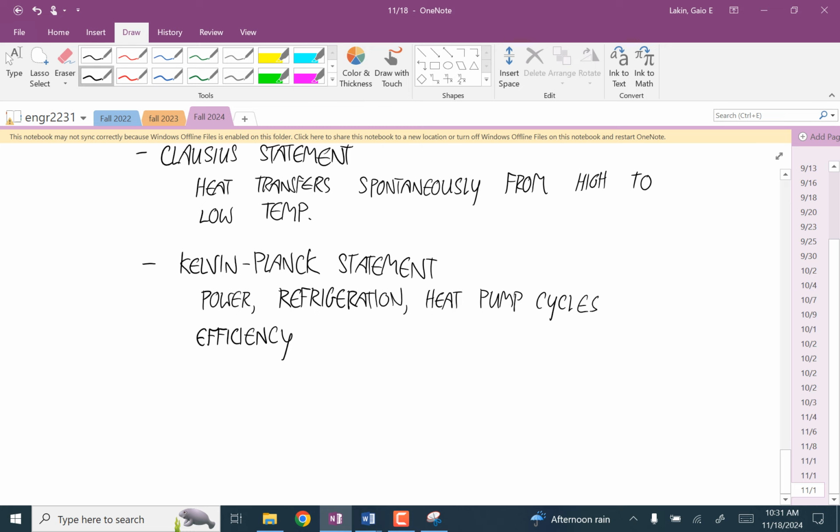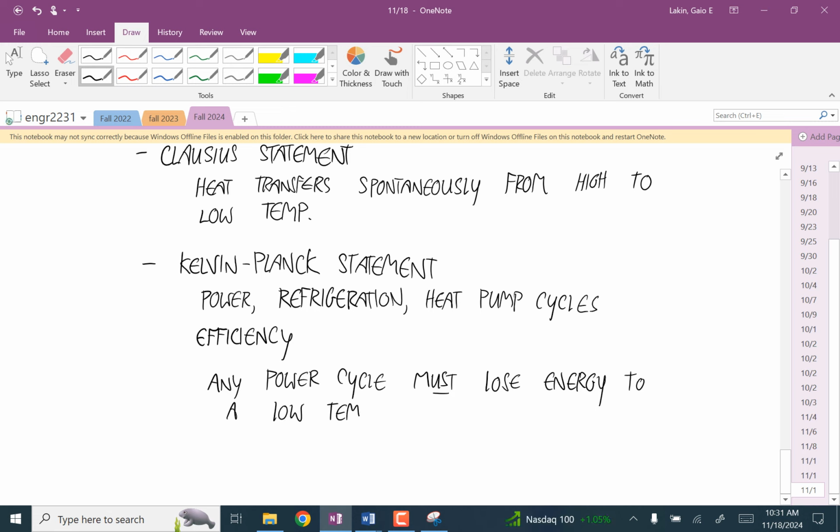So this is the one that just said, basically, any power cycle must lose energy to a low temperature reservoir. There has to be energy lost in the exhaust.